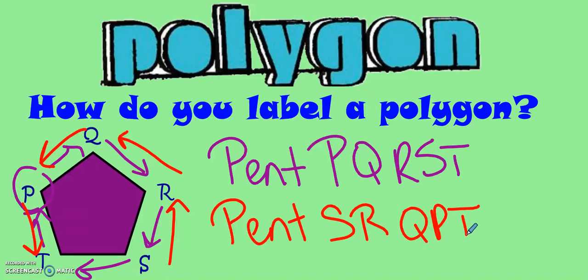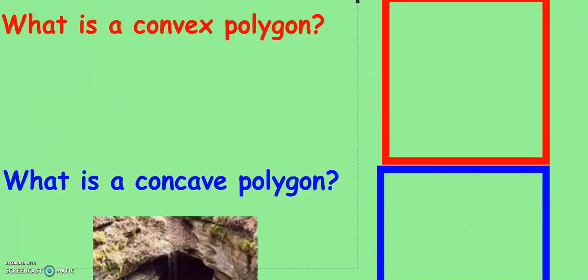Just make sure once you pick a direction, you keep going in order. Don't bounce back and forth. We don't want to go across the polygon. We just want to keep going around the outside of it.